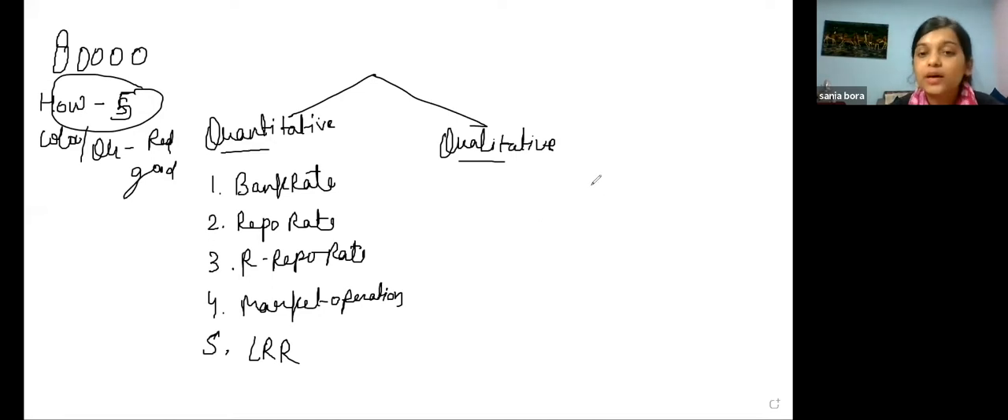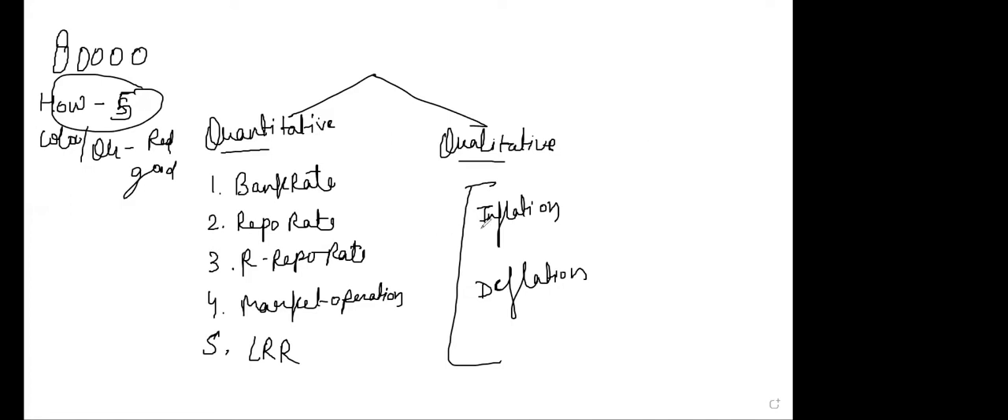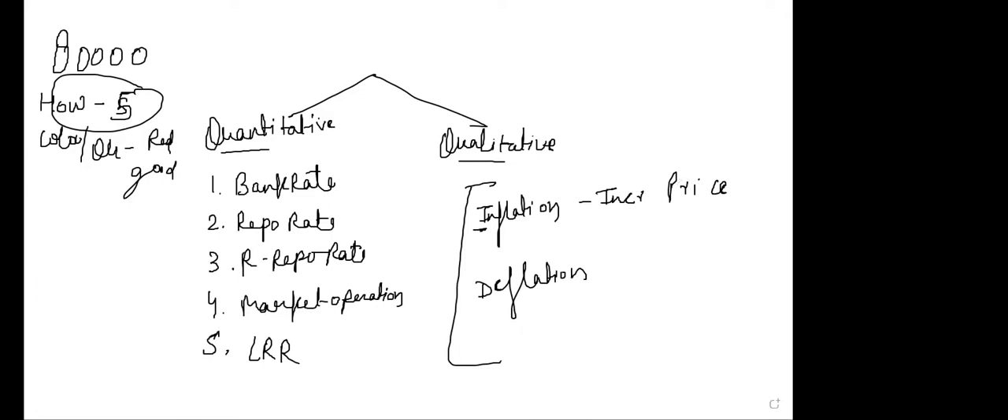But before that, we will understand two things. One is inflation, and second one is deflation. Clear? Inflation and deflation. So, ma'am, what is inflation? First of all, what is inflation? I for increase, IN for inflation, and IN for increase. So increase in price. Okay. Just give me 1 minute. Okay, ma'am.